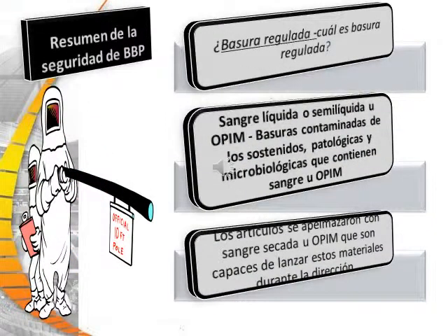Regulated waste is defined as liquid or semi-liquid blood or OPIM, contaminated sharps, pathological or microbiological waste containing blood or OPIM, and items caked with dried blood or OPIM that are capable of releasing these materials during handling.